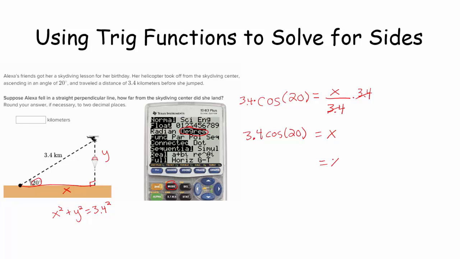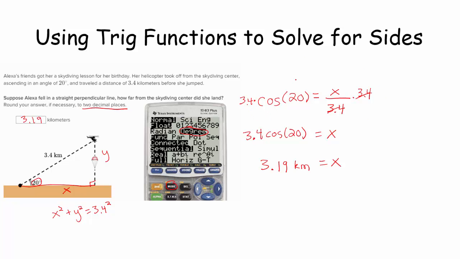And then I'm going to type in 3.4 times the cosine of 20 degrees right into my calculator. And I'm going to make sure I round to 2 decimal places, which means I'm rounding to the hundredths place. So it looks like I get 3.19 kilometers for my answer. So in Khan Academy, I would just go right up here and throw in the 3.19, and I would get that correct.